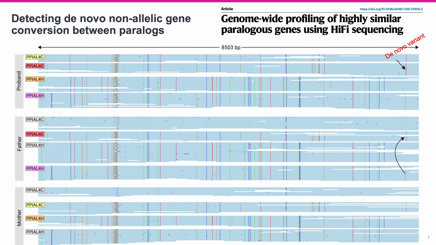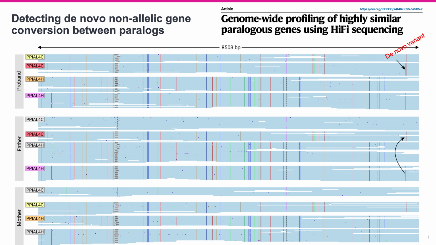In this last example, the authors used Paraphase to identify de novo variants in trios by identifying haplotypes in the proband that are inconsistent with the parents. Here is an example of a de novo gene conversion. This is a group of 2 genes, the 4C gene and its paralog 4H, and reads are realigned to 4C.